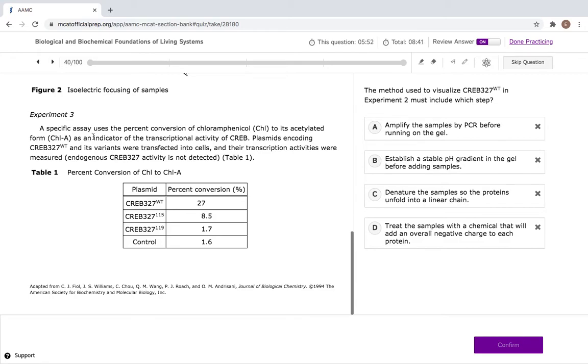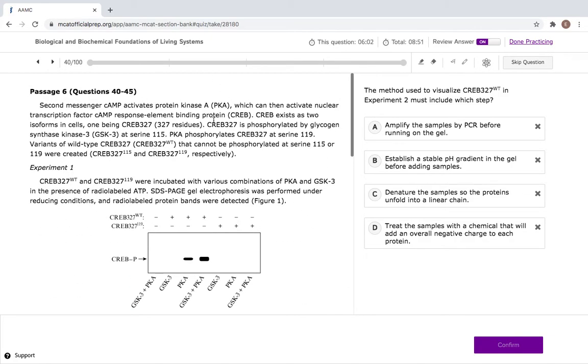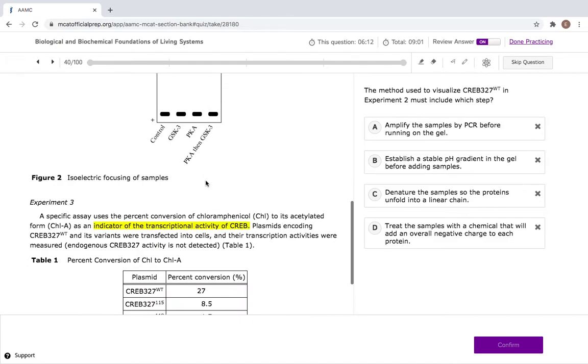So I'm just going to highlight this. Why am I highlighting it? Well, because in this passage, I can see there's a lot of details here. We have this CREB, and then we have this phosphorylation at 115 for just GSK3, and then we have PKA at just 119, and then this, and then this. A lot of details are coming in here.